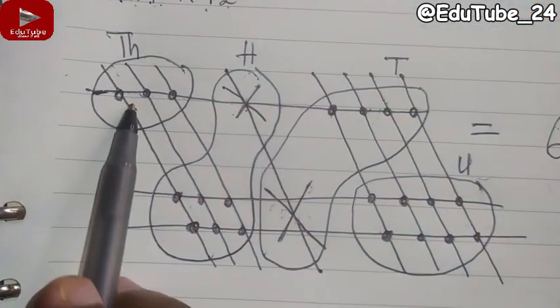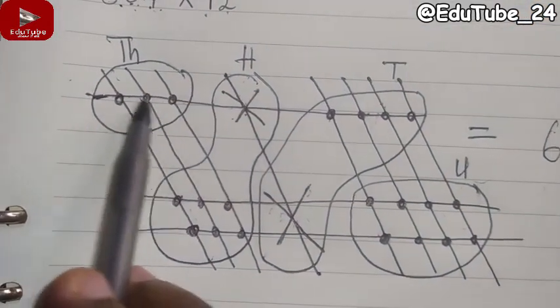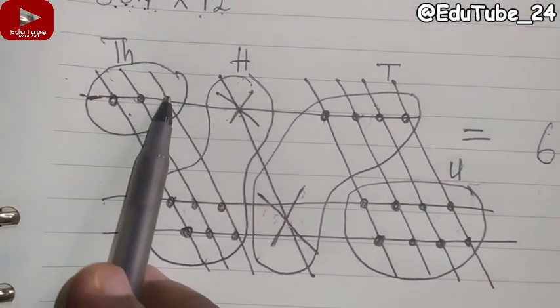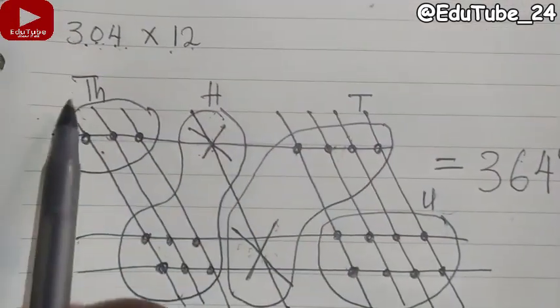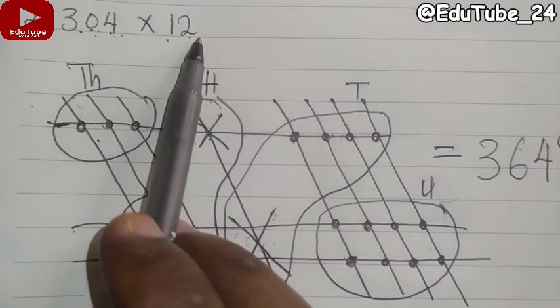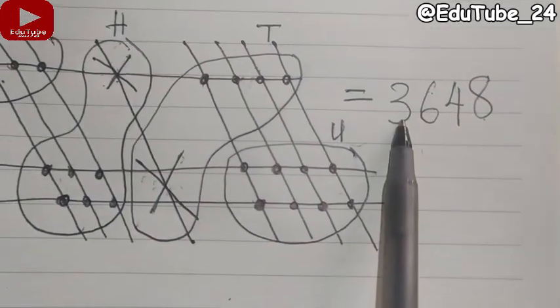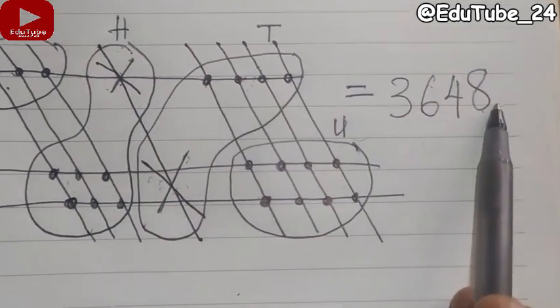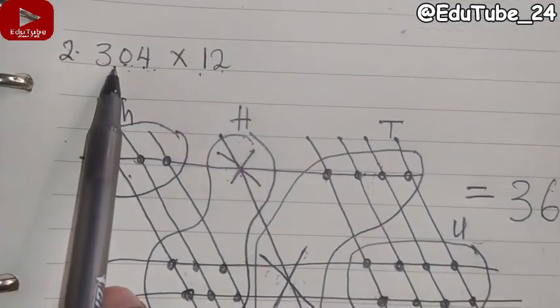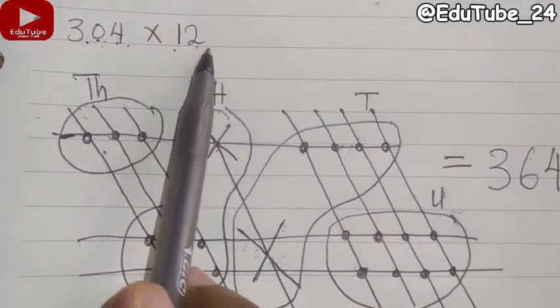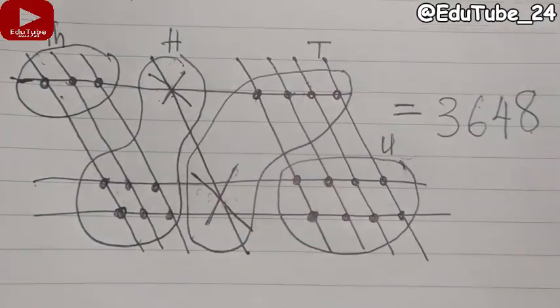And then in the 1000, I have 3 intersections. 1, 2, 3. So I'm going to write 3. So basically, 304 times 12 will give us 3,648. So 3,648 is the product of 304 and 12 using Chinese multiplication.